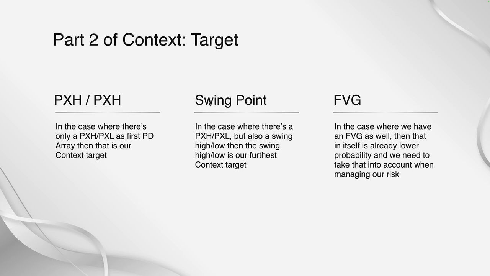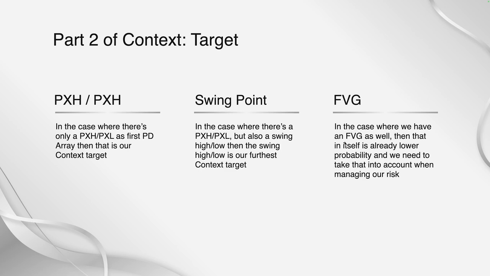We have the swing point. In the case where there's a previous candle high, previous candle low, but also a swing high or low, then the swing high or low is our furthest context target. So the context actually becomes the swing point instead, not the previous candle high or previous candle low.